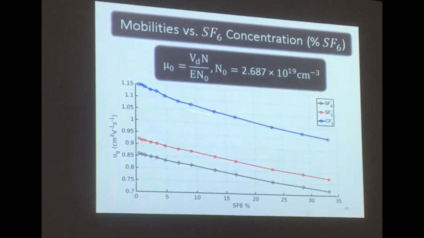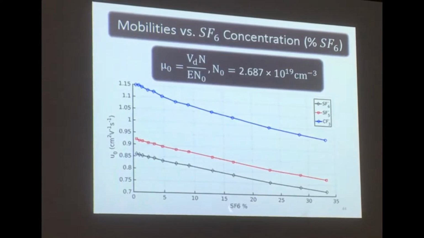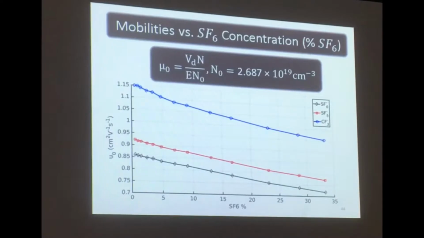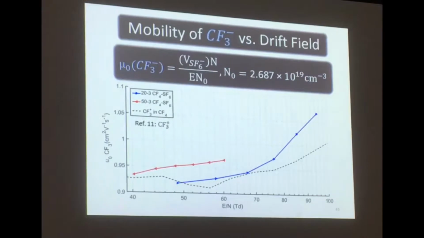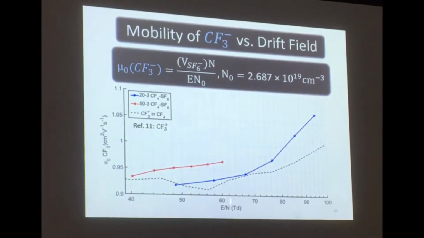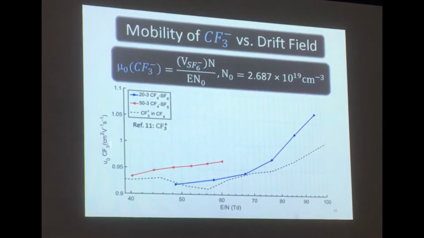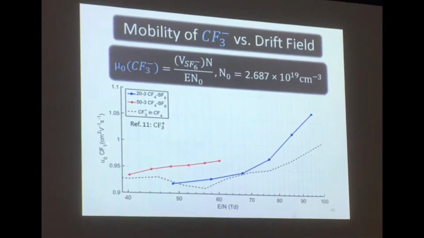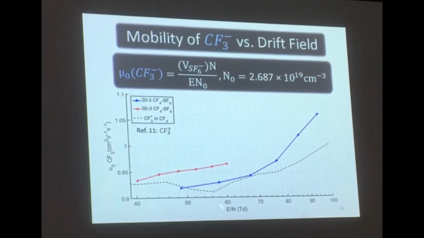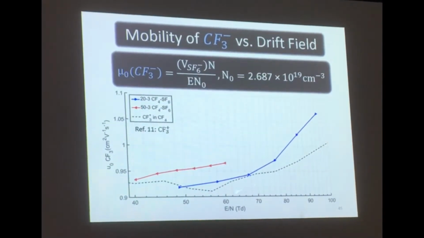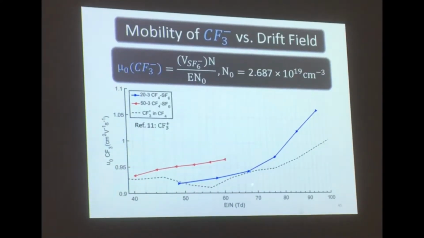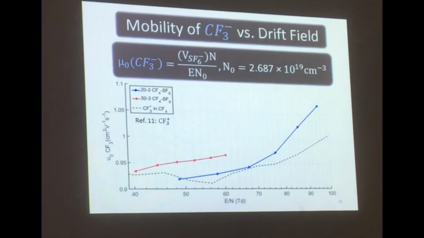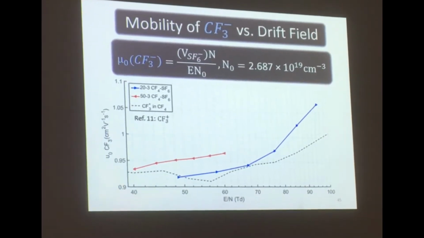These show the 3 negative ion species versus the SF6 pressure, and you see that they move slower as you add more SF6, which is interesting. And then I also show it for the reduced field here. So this is the mobility for CF3 minus versus the reduced field. I do it for 2 different pressures, and you see that at a certain reduced field, there's this kink that happens here, and that indicates that the gas has changed from thermal behavior.